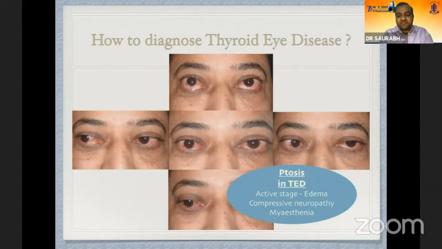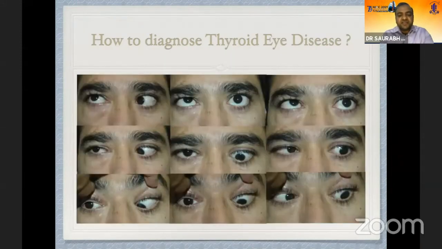Now, ptosis, as I said, upper lid retraction is the most common, but ptosis can be seen in thyroid disease, and basically it happens in the active stage because of the edema or because of compressive neuropathy and associated myasthenia. Other patients may have a mixed phenotypic presentation, with both fat-centric and muscle disease, like this patient having a restrictive strabismus, proptosis, and eyelid signs.